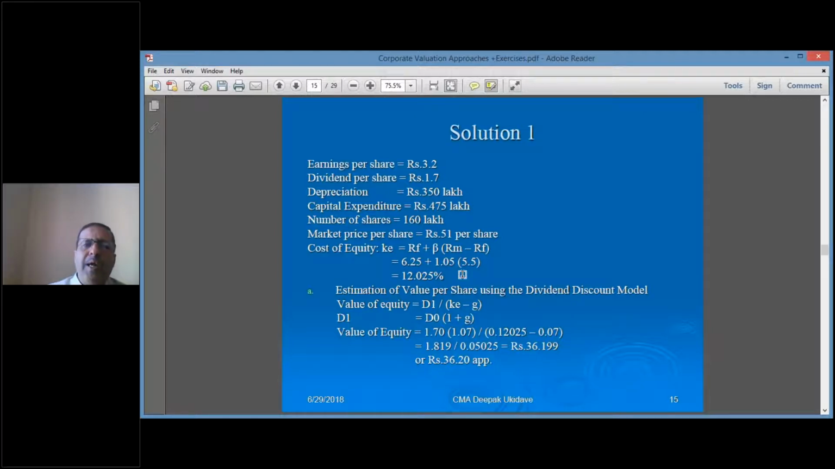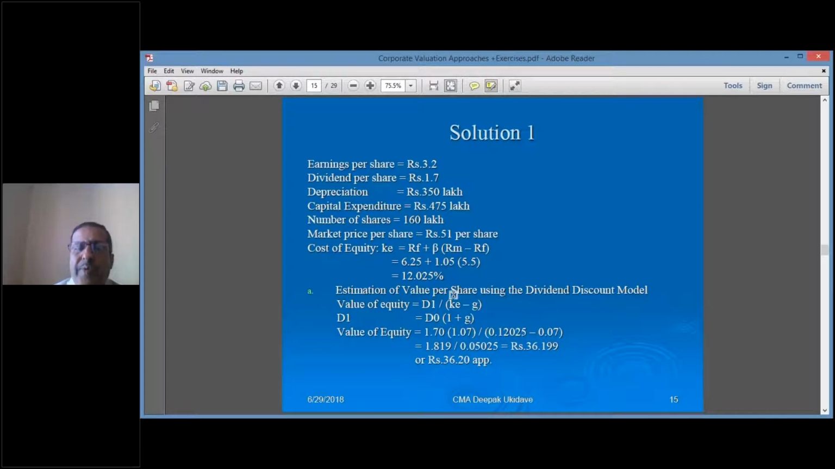So 12.025 is the cost of equity. Now I apply the dividend discounting model. The formula I told you is D1 upon KE minus G. D1 is nothing but D0 into 1 plus G. Past dividend is 1.7 into 1 plus G, growth rate is also 7%, divided by KE minus G.